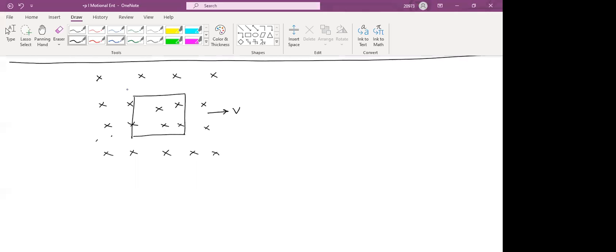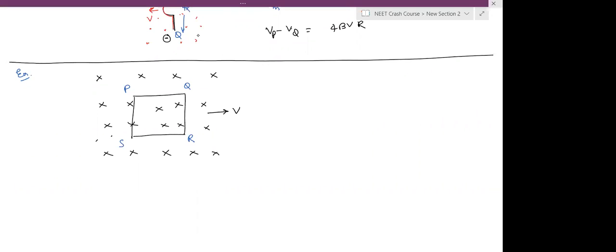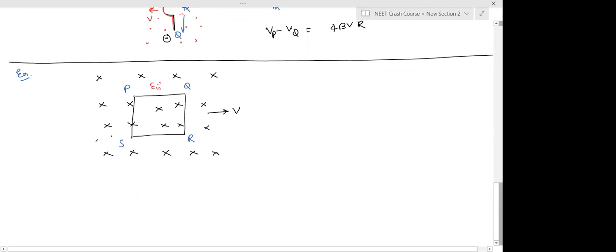Answer is no. Will there be EMF induced in these wires? Answer is yes. So the question was something like this: is EMF induced, or is an electric field induced? In wire PQ, EMF induced will be zero, and the reason is because velocity is parallel to the length vector in the wire PQ. So in PQ there will be no EMF induced. In SR there will be no EMF induced because velocity is parallel to length.